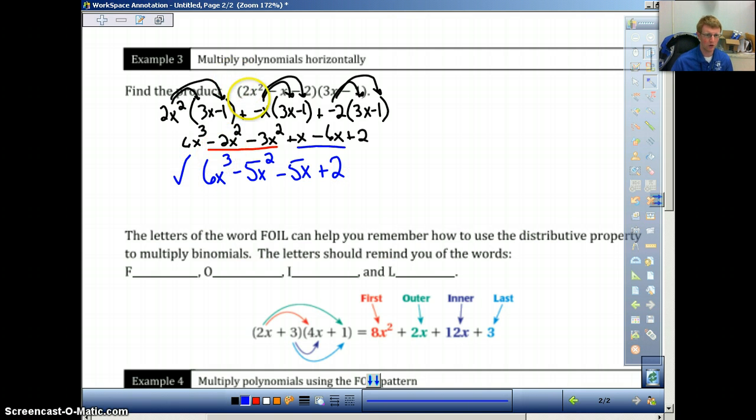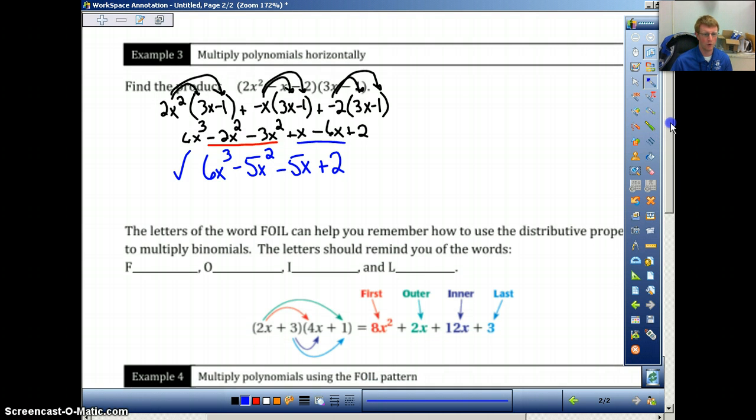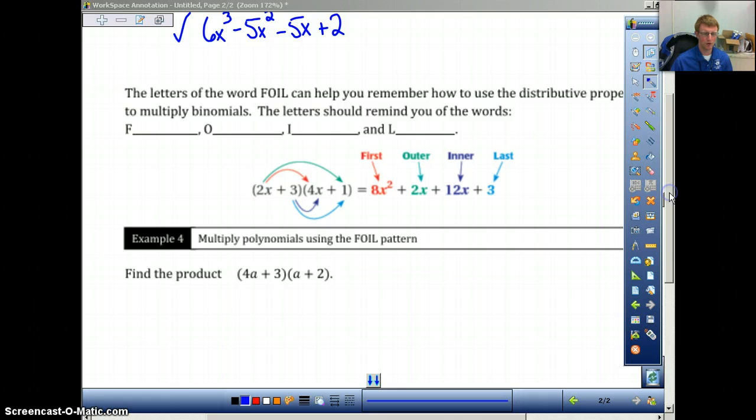Okay, so that's a little bit more complicated, but again, it is each term in the first multiplied by everything in the second. You can also set up your boxes like what we did on the front page for those as well. Okay, so the next thing we're going to talk about is anytime we're given two binomials. That's two sets of two terms. So something that looks like this.